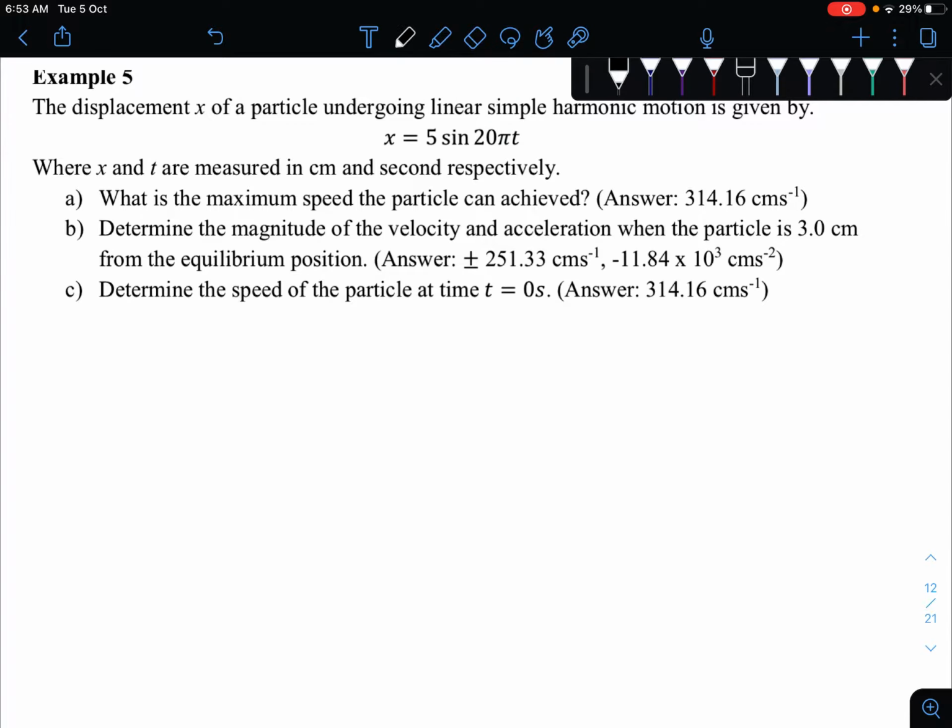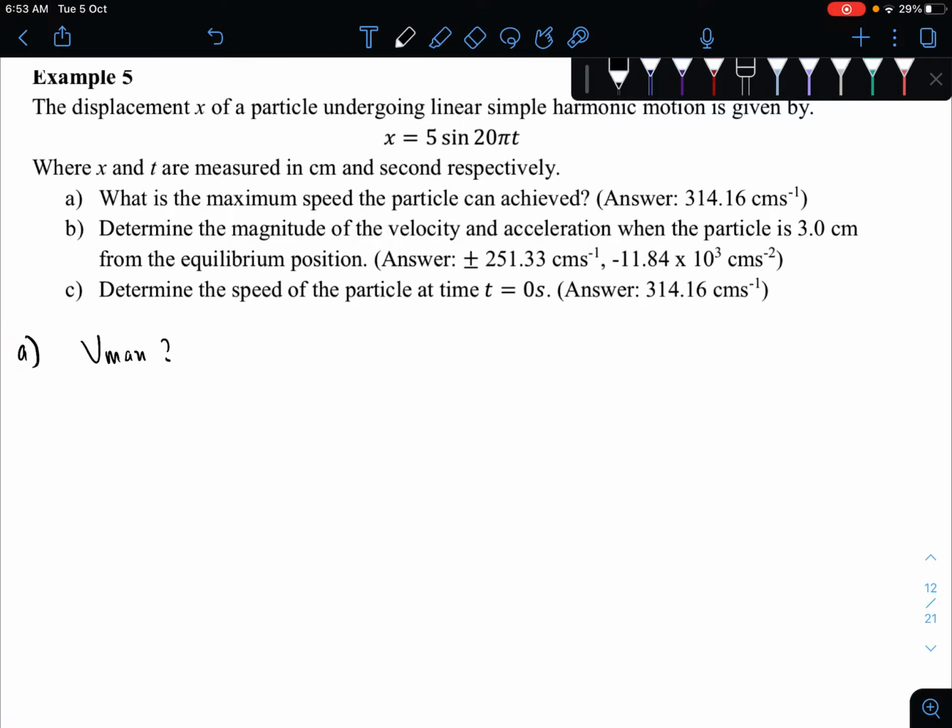So what we have in the question is the displacement x of a particle undergoing simple harmonic motion, given by x equals 5 sine 20 pi t, where x is in centimeter and t is in second respectively. What is the maximum speed the particle can achieve? So the question asks to find v maximum.